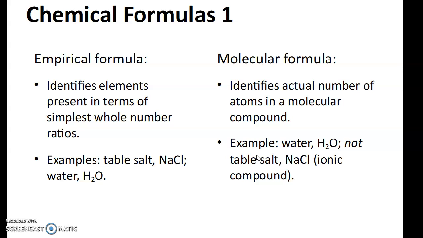So there's several types of chemical formulas that we have. We have the empirical formulas we talked about. This identifies the elements that are present in terms of the simplest whole number ratios. Sodium chloride, NaCl, H2O. And then there's also molecular formulas. This identifies the actual number of atoms in a molecular compound. Again, water is the same example, but not this one right here. This is an ionic compound. It's not per se a molecule.